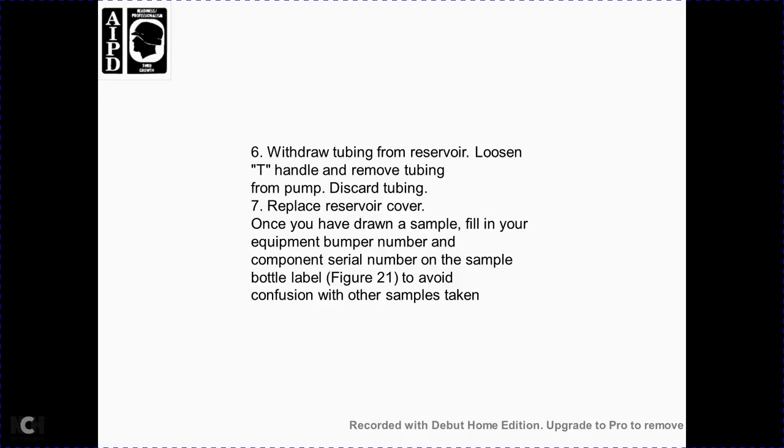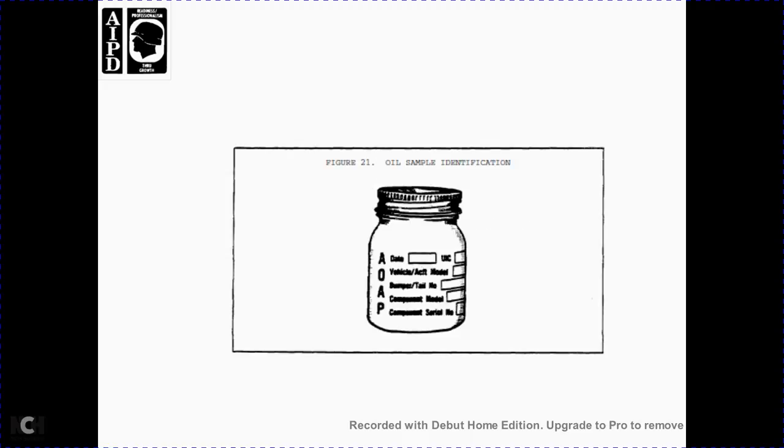Remove the tube from the pump. Discard the tube and replace with the reservoir. Cover the tube of the drum. The sample to fill your equipment. Record the component serial number on the sample bottle label to avoid confusion with other samples taken. Figure 21, oil sample identification.